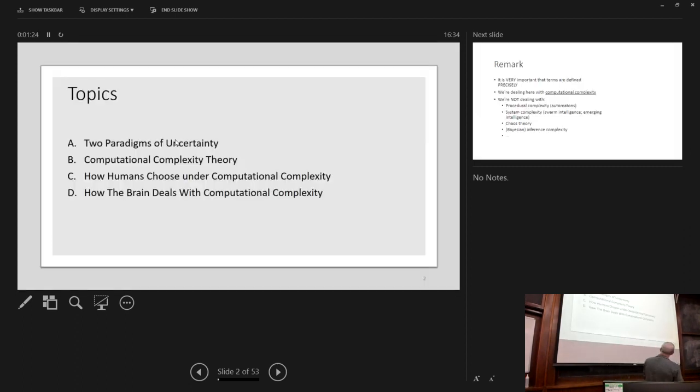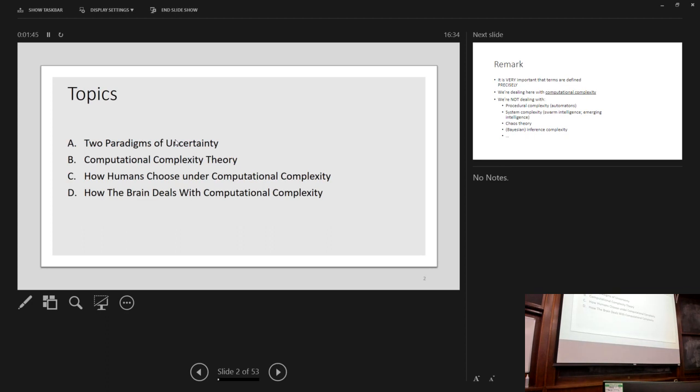This is what I'm going to try to do in the next hour. First, I'm going to talk about two paradigms of uncertainty. My original title was Professor of Finance. I lost it in the midst of the ages. Finance is concerned with uncertainty, and I'm still concerned with how people deal with uncertainty.